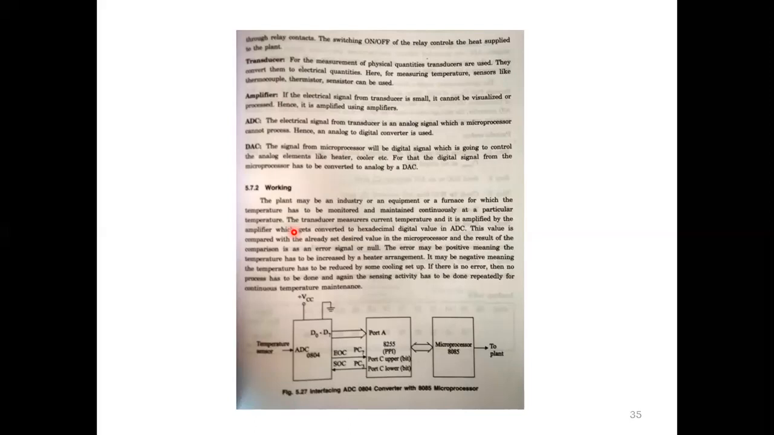So DAC: the signal from the microprocessor will be a digital signal, which is going to control analog elements like heater, cooler, etc. So for that, the digital signal from the microprocessor has to be converted to analog by the DAC.